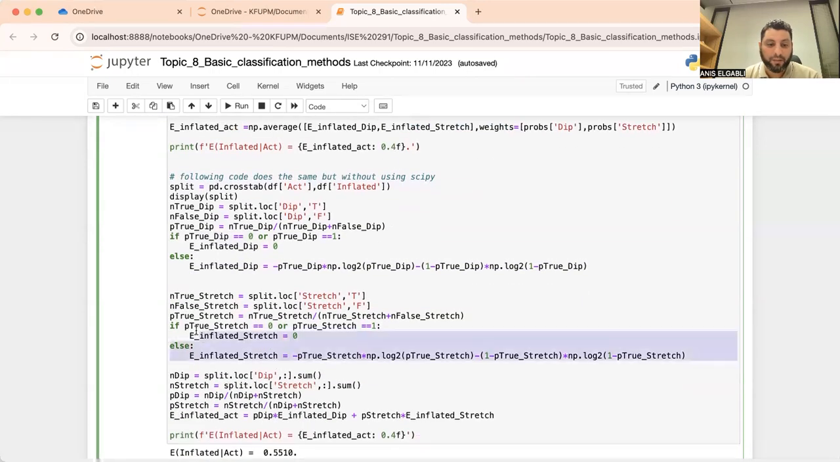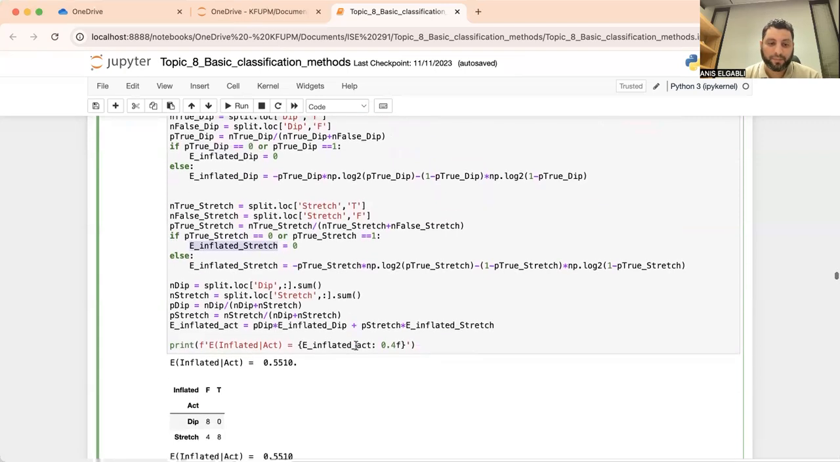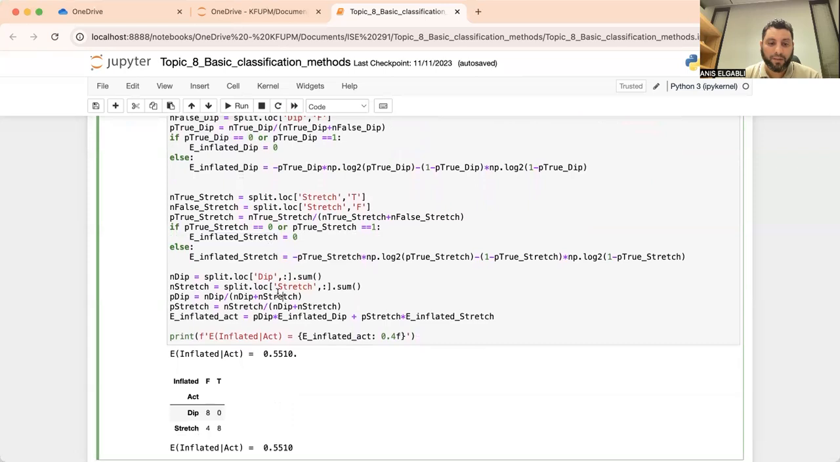Same thing here for stretch. So this is the conditional entropy of inflated given act is equal to stretch. Then once we get these two, we compute the probability of dip and probability of stretch. So we're looking only at that attribute, the act attribute. Simply we compute the probability of stretch and dip.